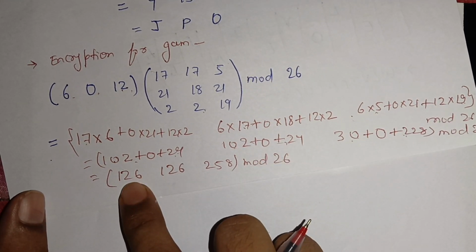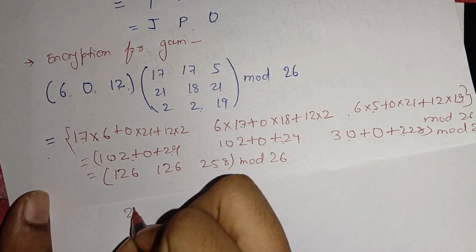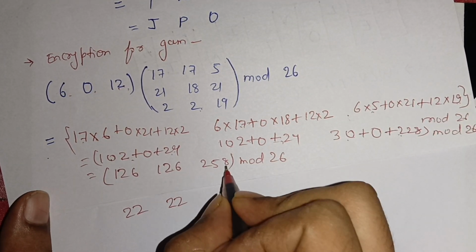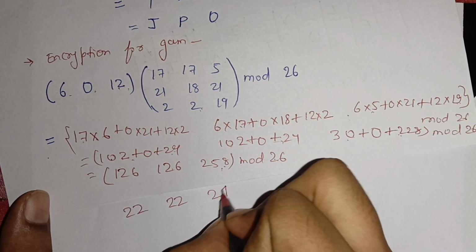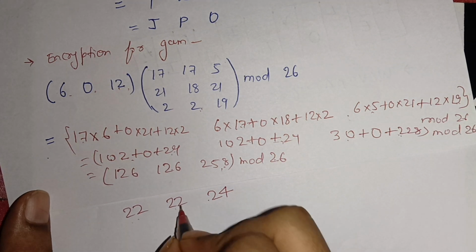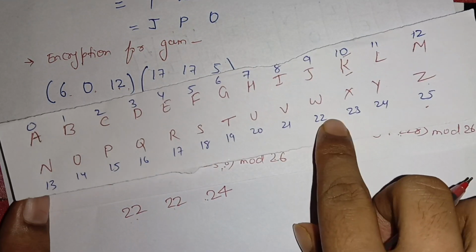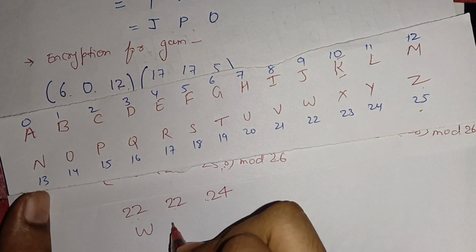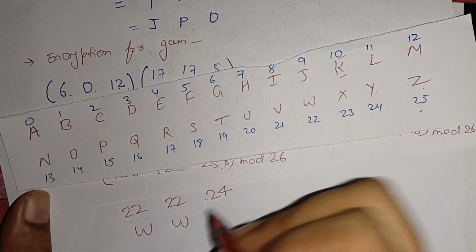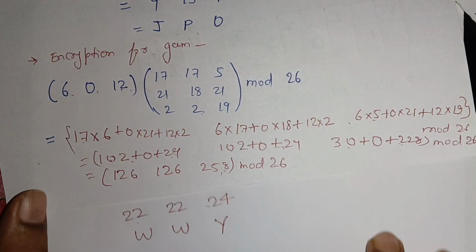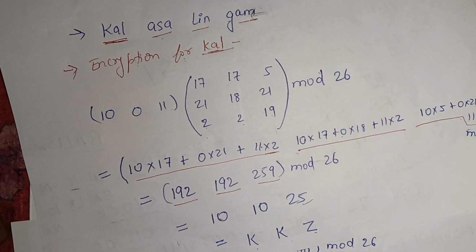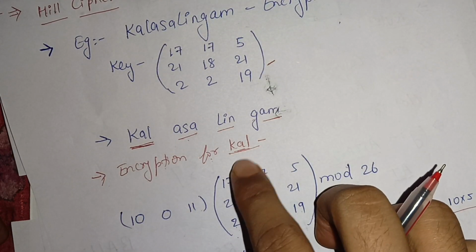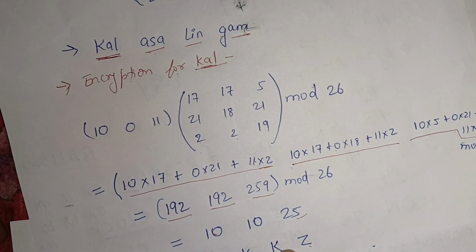26 divided into 126, and the remainder will be 22. Again the remainder will be 22, and when 26 divides 258, the remainder will be 24. So we need to check the places of 22, 22 and 24. For 22 it will be W, again W, and for 24 it is Y. So at the last, for the GAM also we got the value. Now we need to check the encrypted value for all the pairs. For the KAL we have got KKZ.